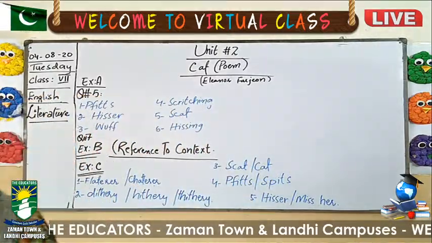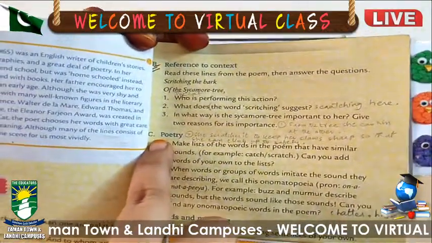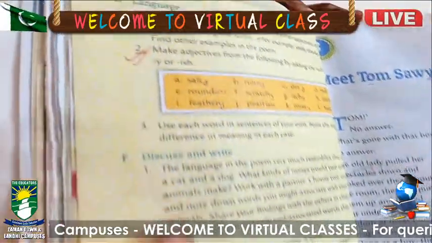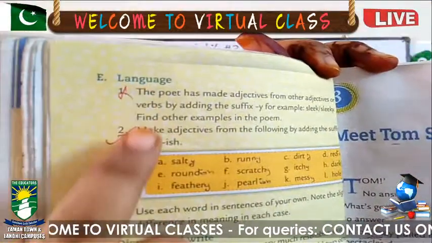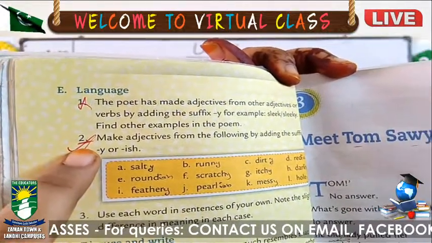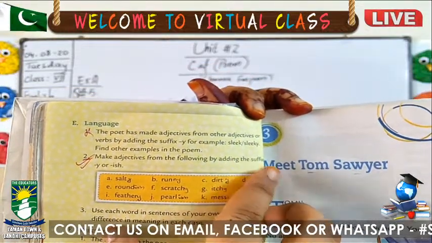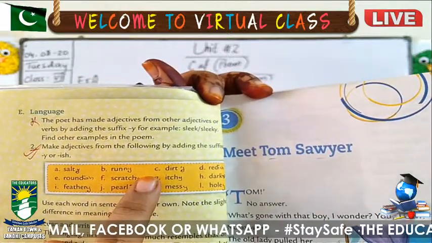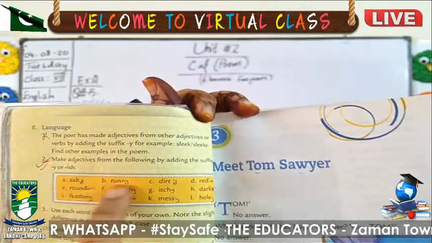Then the next exercise we will attempt. After exercise C, we will attempt exercise E. That is on page number 28. It has 3 parts. We will attempt only the second part. The second part is what? Make adjectives from the following by adding the suffix y or ish. What you have to do? You have to put either y or ish to make the adjectives of the given word.